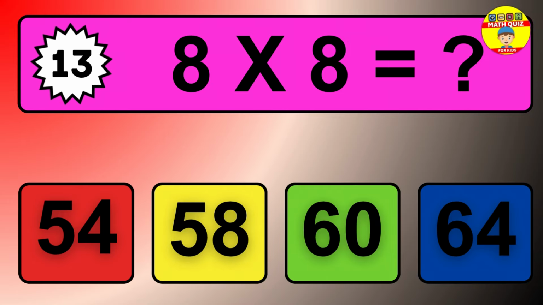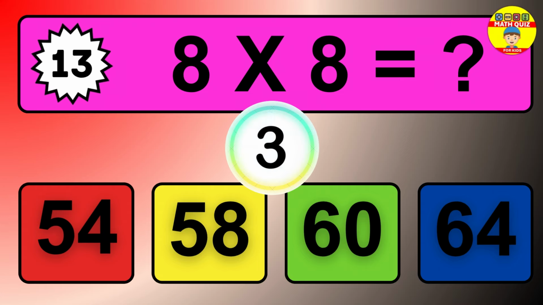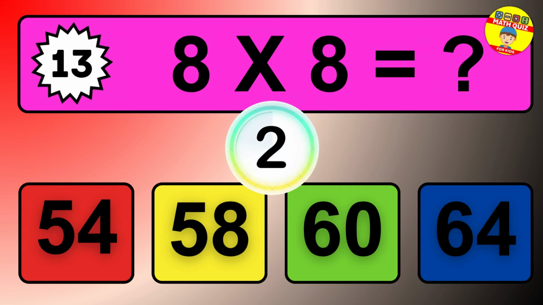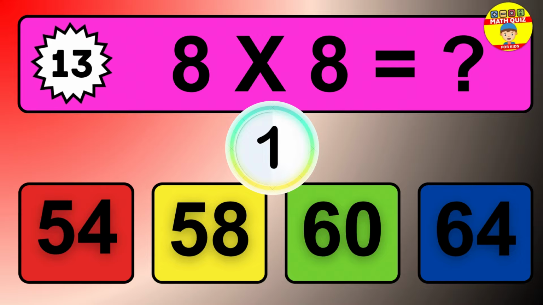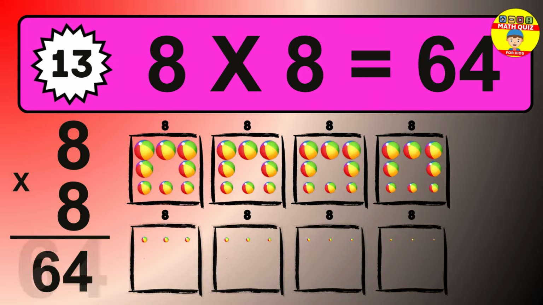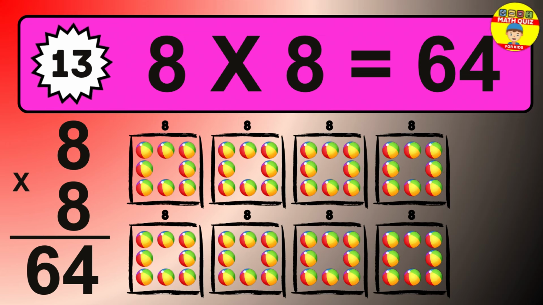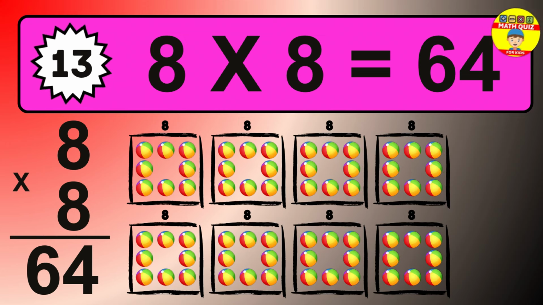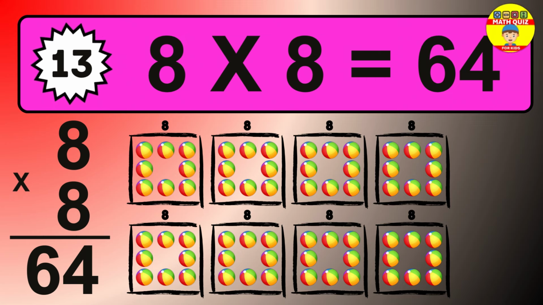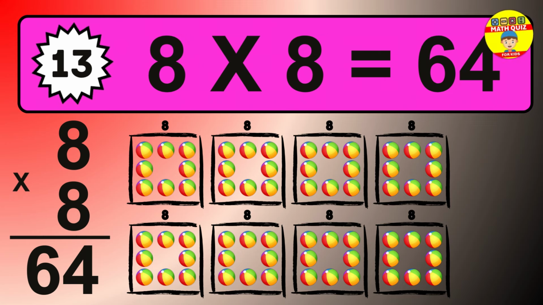Question 13. 8 times 8 equals what? So the answer is 8 times 8 is 64. To calculate, we have 8 groups with 8 balls each one. So how many balls do we have? 64 balls.